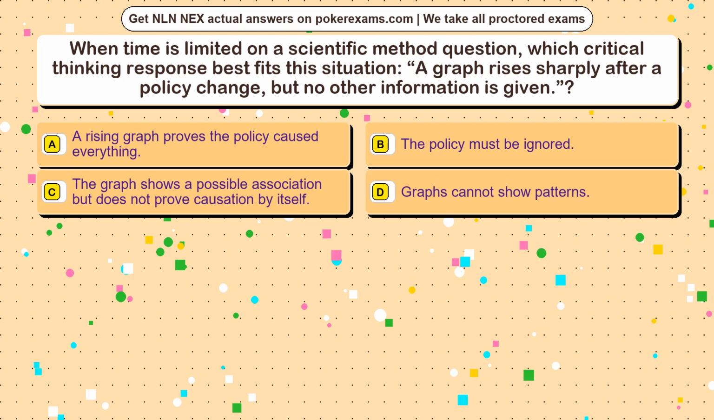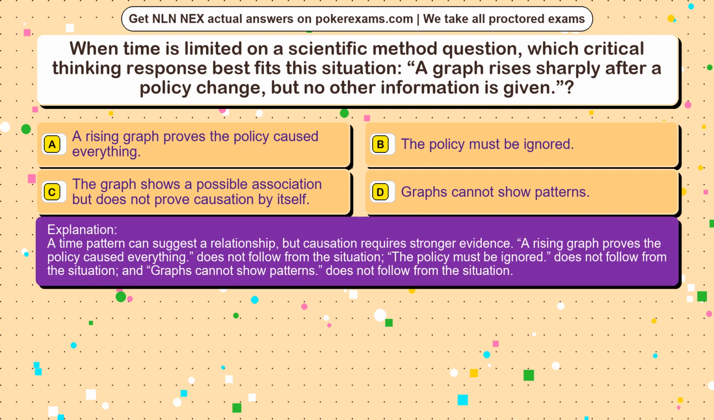The correct answer is option C. A time pattern can suggest a relationship, but causation requires stronger evidence. A rising graph proves the policy caused everything does not follow from the situation, the policy must be ignored does not follow from the situation, and graphs cannot show patterns does not follow from the situation.